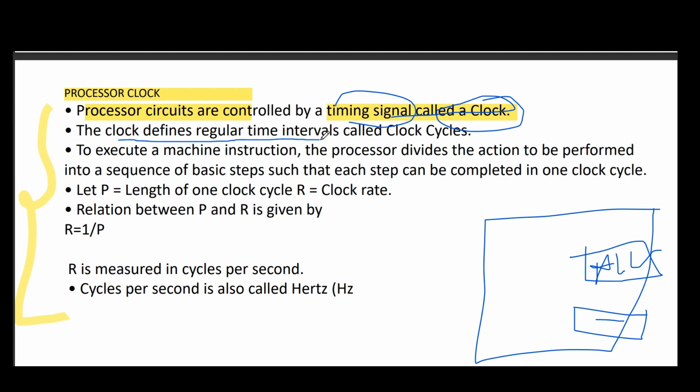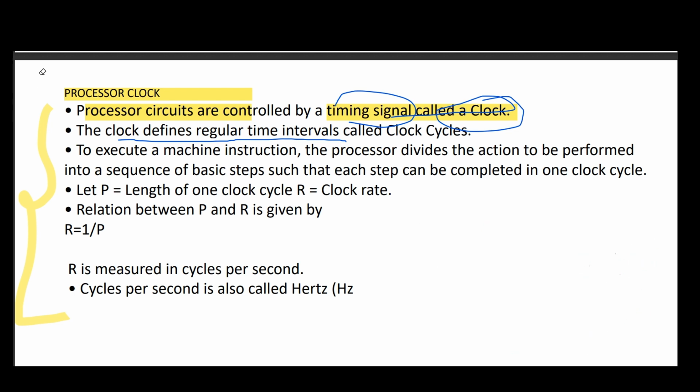Clock defines the regular time intervals. It defines the regular time intervals called clock cycles. I hope you all learned about these clock cycles in your ECE concepts. They are called clock cycles because this timing signal will not be produced continuously. It will be produced within a regular interval of time. So it is called clock cycles.